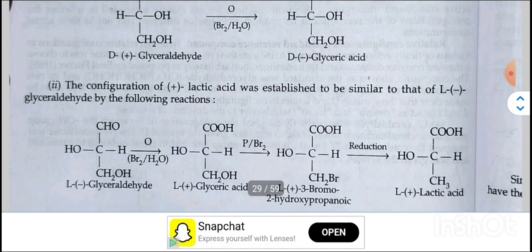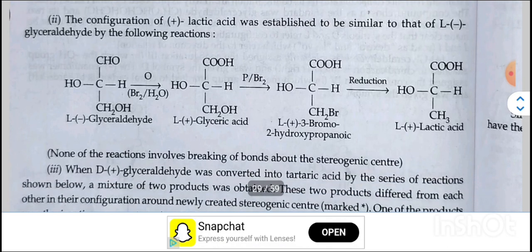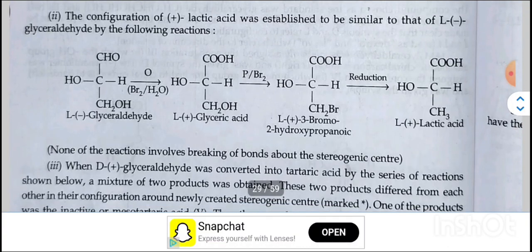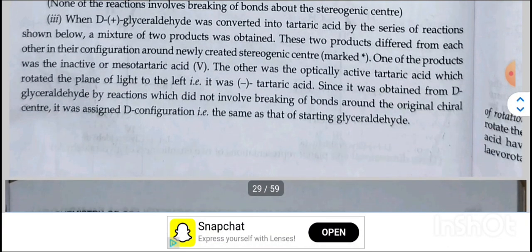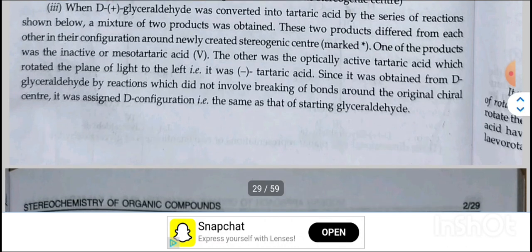D configuration. The configuration of positive lactic acid was established to be similar to that of L-negative glyceraldehyde by the following reactions. When D-positive glyceraldehyde was converted into tartaric acid by the series of reactions shown below, a mixture of two products was obtained. These two products differ from each other in their configuration around the newly created stereogenic centers. One of the products was the inactive meso-tartaric acid. The other was optically active tartaric acid, which rotated the plane of light to the left. It was negative tartaric acid.